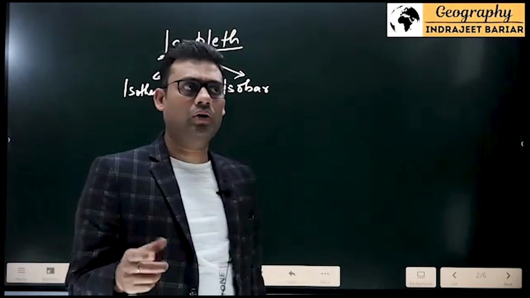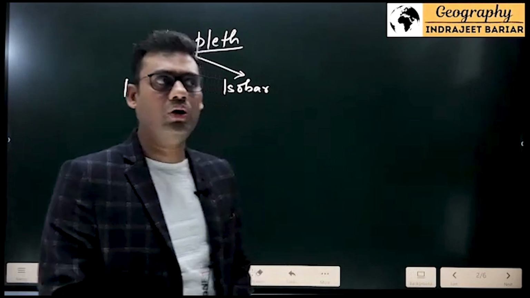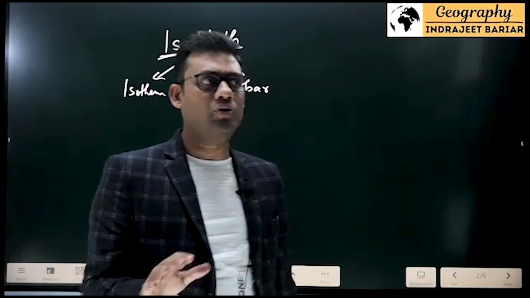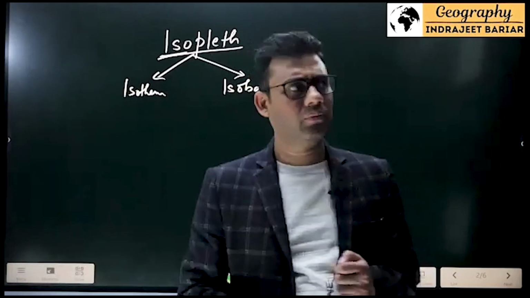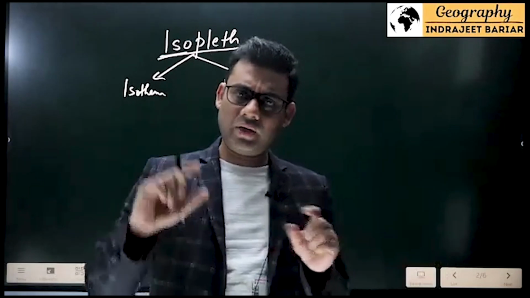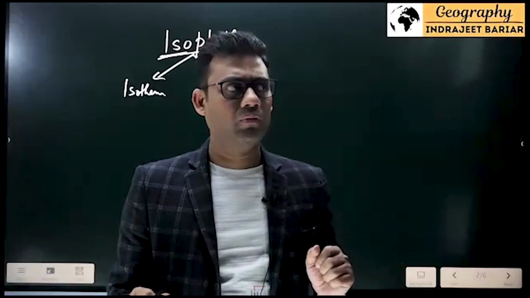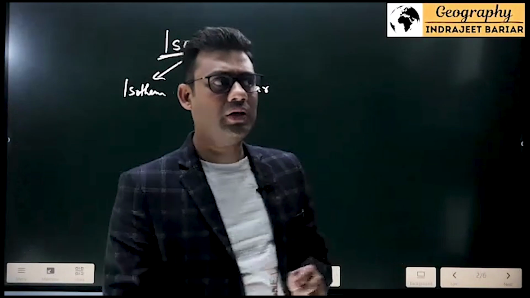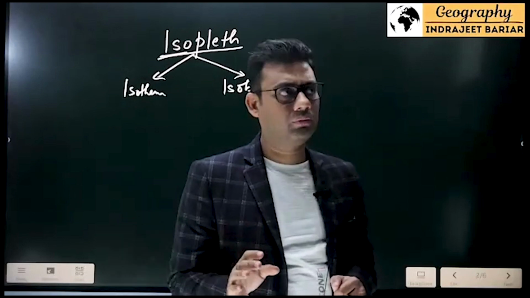But for the purpose of study and uniformity, what we do is we reduce all the places to mean sea level. Why so? Because every place at different altitude will give a lot of variation. Even at the same latitude, places at different altitude will start giving a lot of variation in temperature, which will make the study very complex. So all the places are assumed to be at sea level, and then isotherms are drawn.